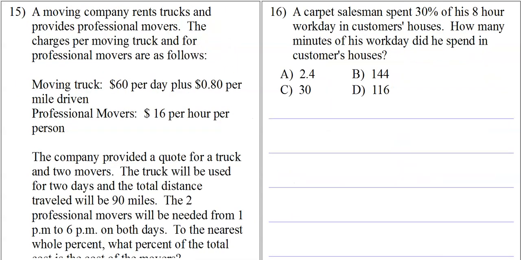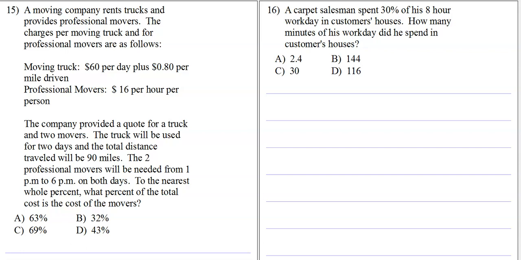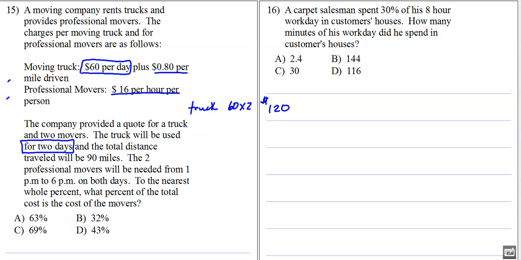$15 and $16. Looks like I got to make these a little bit smaller here. There we go. It says a moving company rents trucks, provides movers, $60 a day, 80 cents per mile, and the movers get $16 per hour. Company provided a quote for a truck and 2 movers. Truck will be used for 2 days. All right, so for the truck, we have $60 a day times 2 days. So we have $120 for our truck. Total distance, 90 miles. So for miles, we have 90 miles times 80 cents per mile, $72.